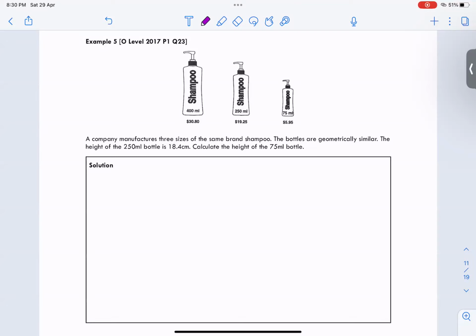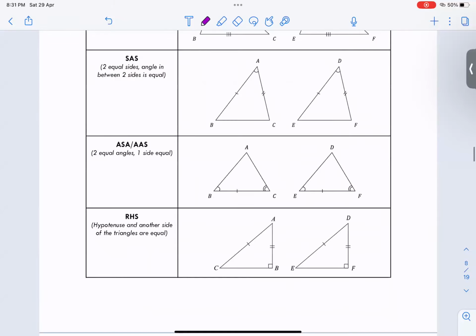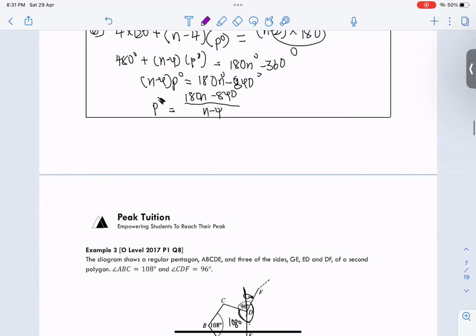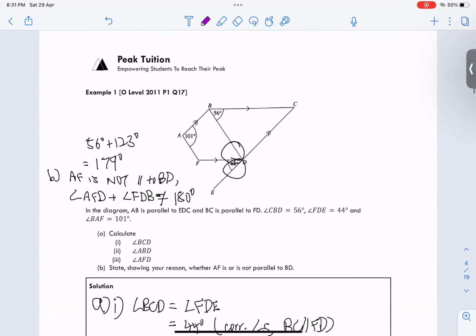Let's try to apply the volume. Two pages before, the volume of one over the volume of the other is the ratio of the corresponding height, cubed. You look at your paper. It's the corresponding height and then you cube it. So you try to form some kind of equation.